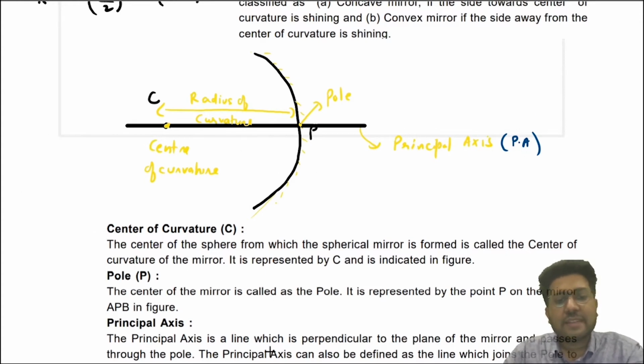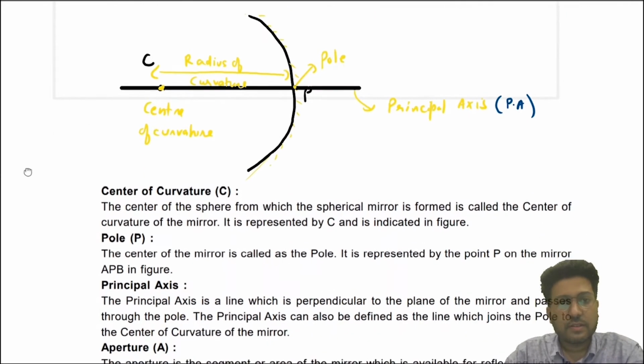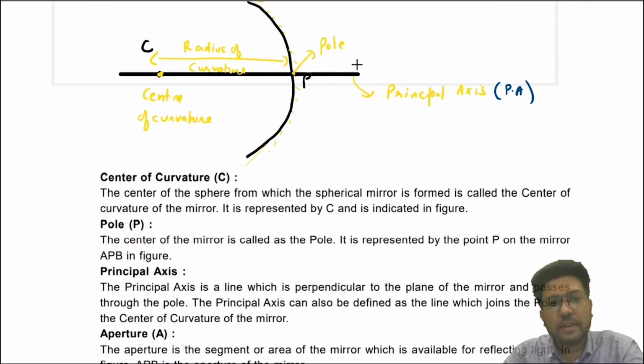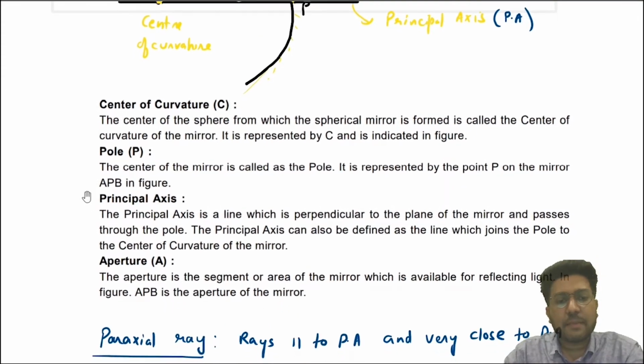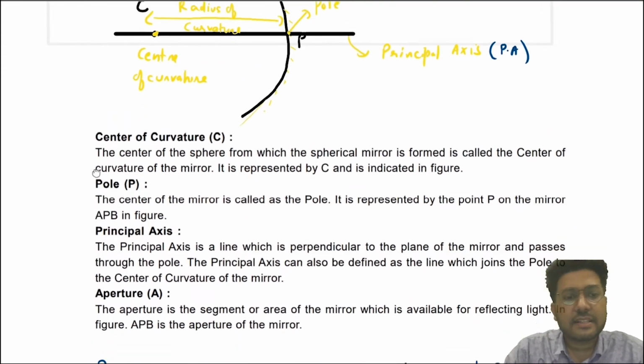So the principal axis is a line which is perpendicular to the plane of the mirror and passes through the pole, right? The principal axis can also be defined as the line which joins the pole to the center of curvature. It is also a normal. Why? Because the radius is always normal to the sphere surface. Then the next definition is aperture, which we have already discussed.